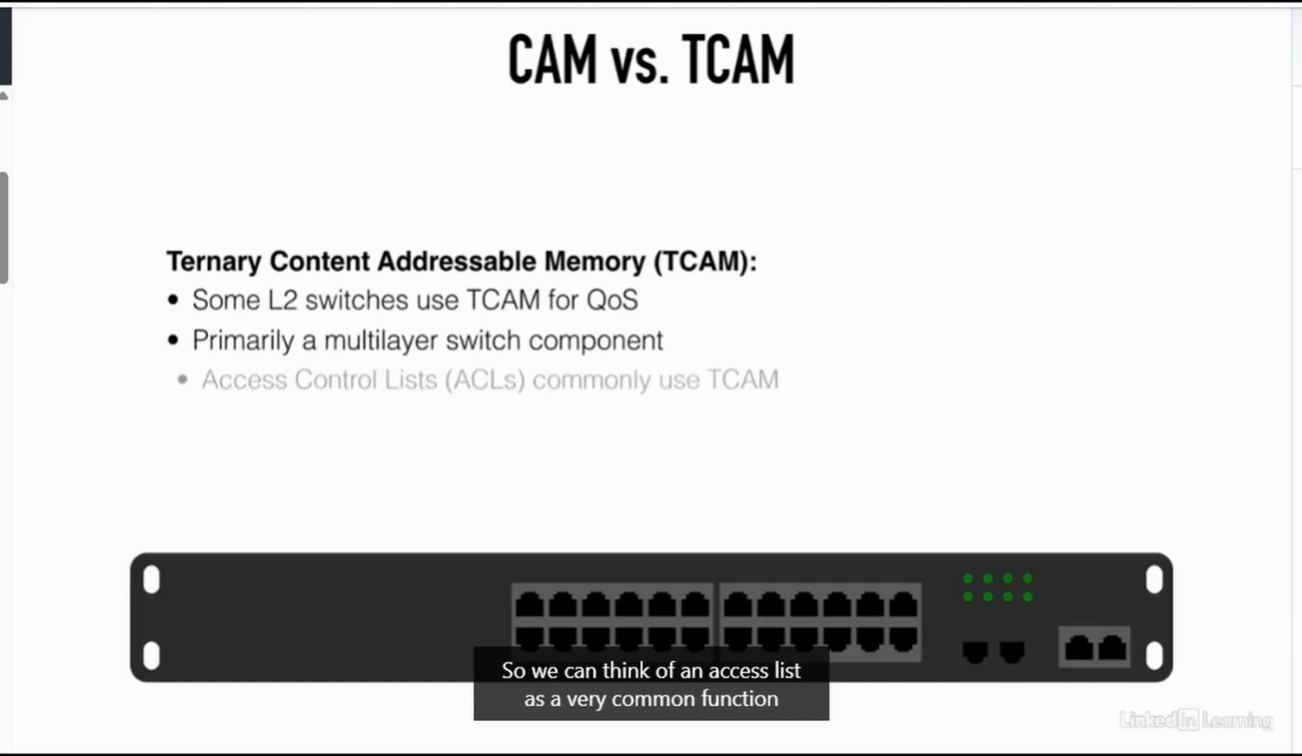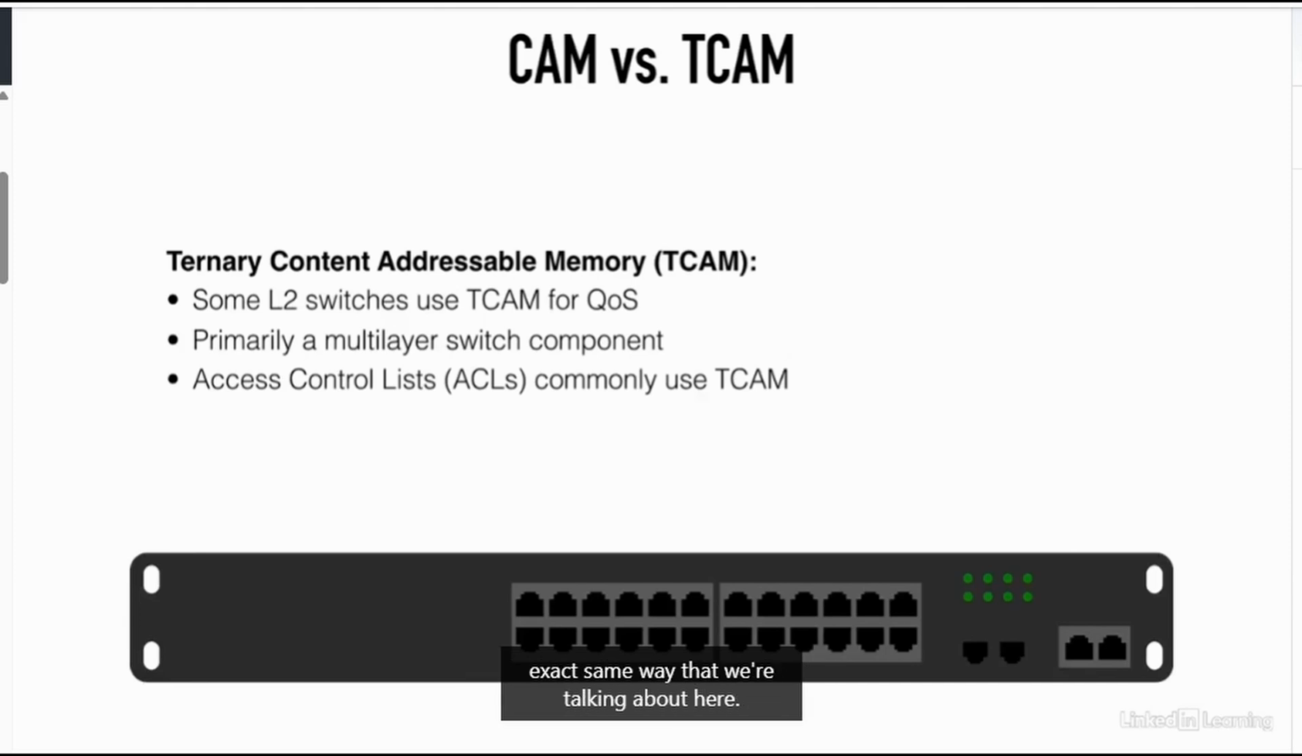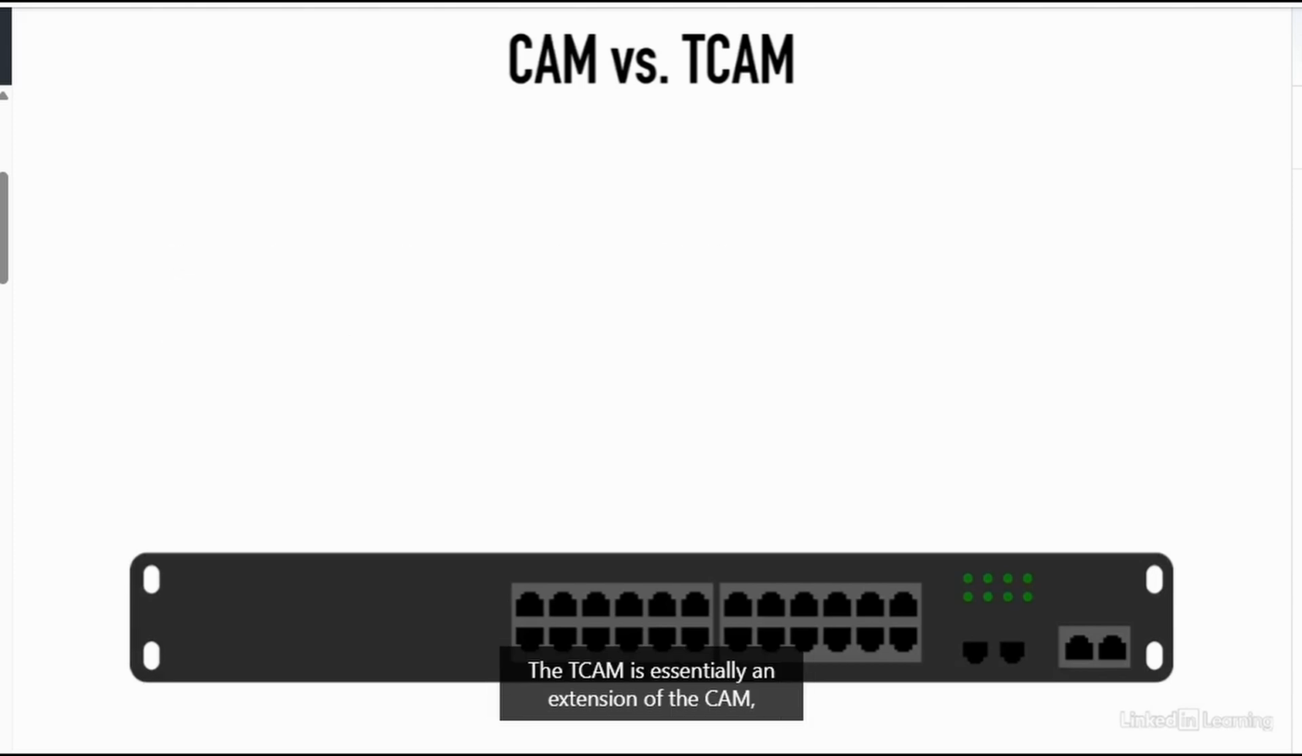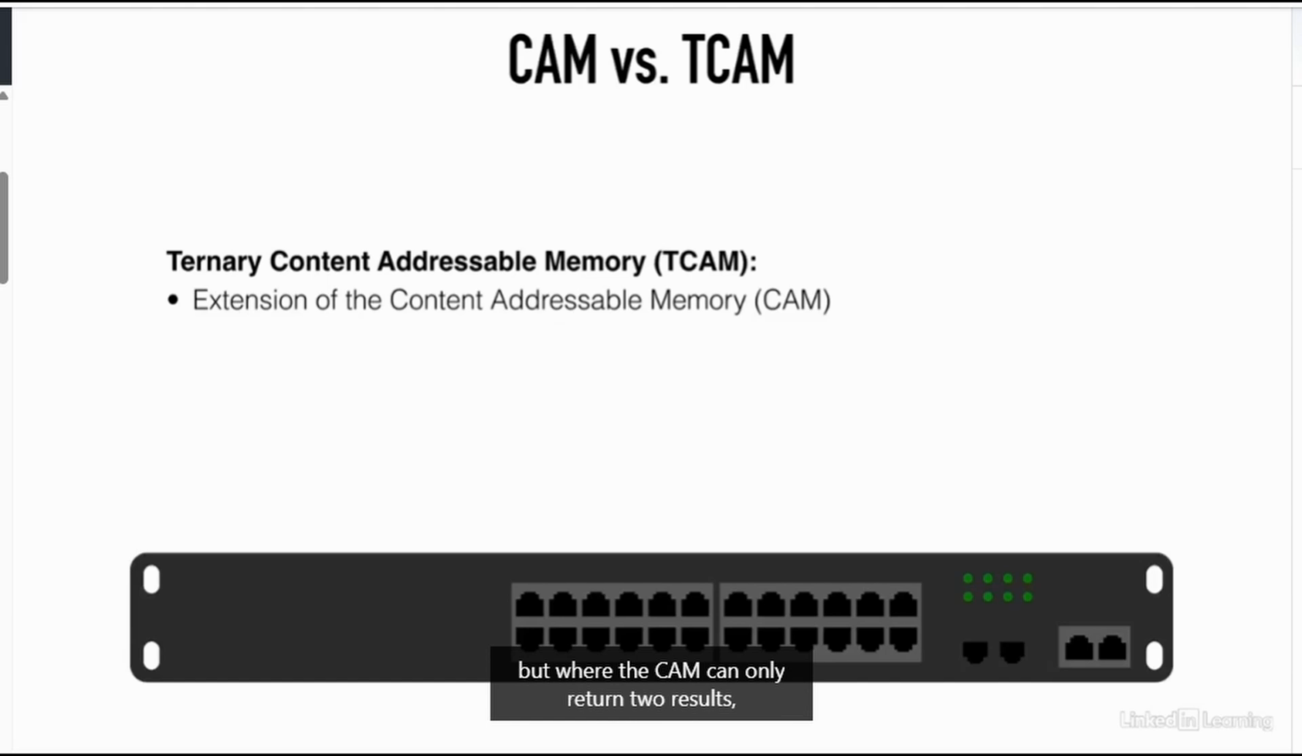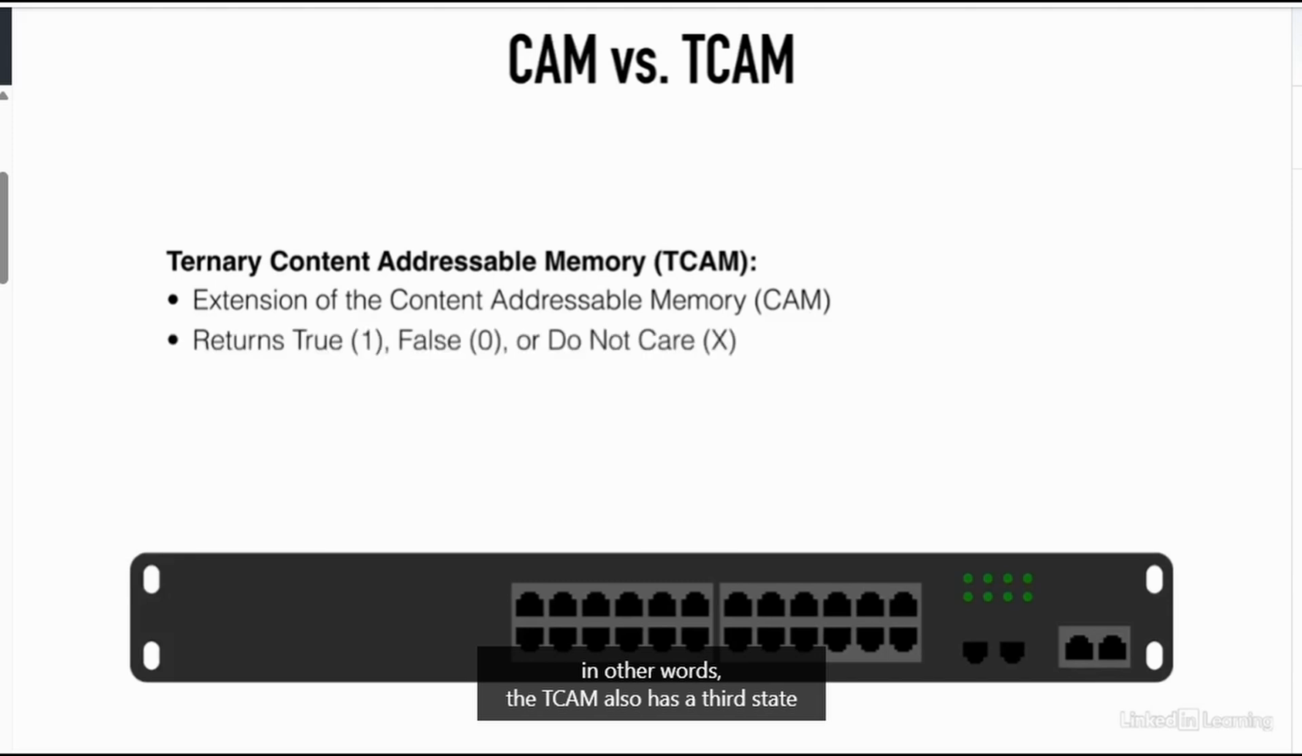So we can think of an access list as a very common function that uses TCAM. It uses those ternary content addressable memory tables in the exact same way that we're talking about here, in order to perform packet matching using wildcard values. The TCAM is essentially an extension of the CAM, but where the CAM can only return two results, either a true or a false, a match or no match found, the TCAM also has a third state called the any value or the do not care value. So during lookup, this leaves three values: 0, 1, and X. X is the do not care value.